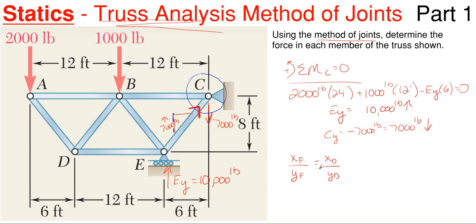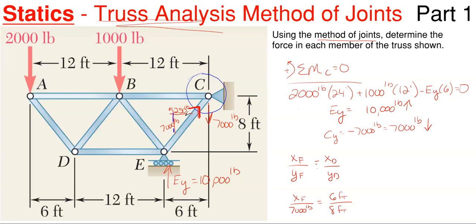So for EC here, we would have our X force, which is unknown at this time, over our Y force, which is 7,000 pounds, is equal to our X dimension for that diagonal, which runs 6 feet, over the vertical dimension for that diagonal, which is 8 feet. The slopes have to match. So we can just rearrange for our X force here, which would just be 7,000 pounds times 6 divided by 8, and that would give me 5,250 pounds.